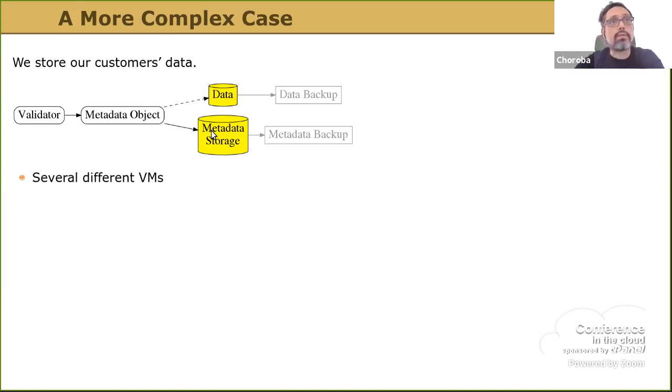And what will be important here is the metadata object, which is basically a Perl object that corresponds to the schema stored in the metadata storage. We also have backups, which are just some kind of files somewhere. And we have a validator, which is code responsible for validating the objects coming from outside.